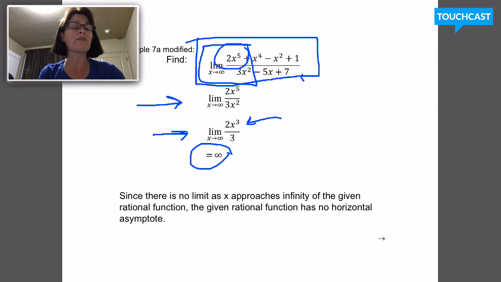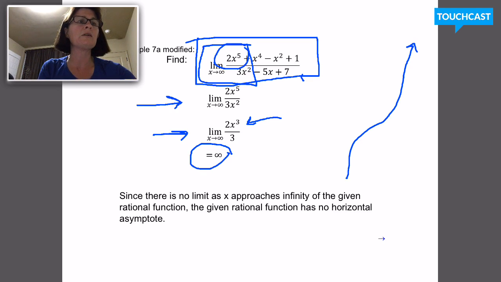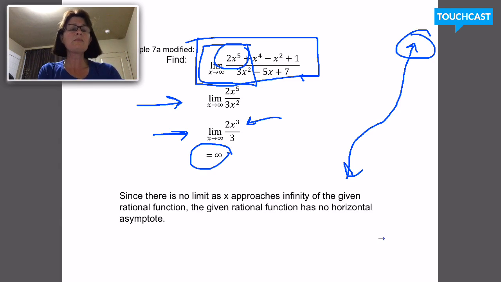You could think about graphing this function. The closest function in your function booklet would be x cubed. Just imagine the x cubed function as x approaches infinity. What happens to the y values? They approach infinity. So this limit approaches infinity.